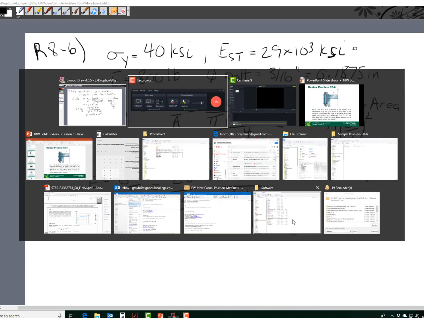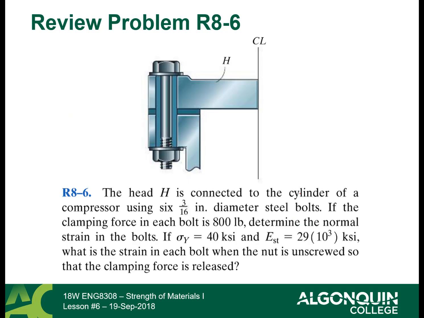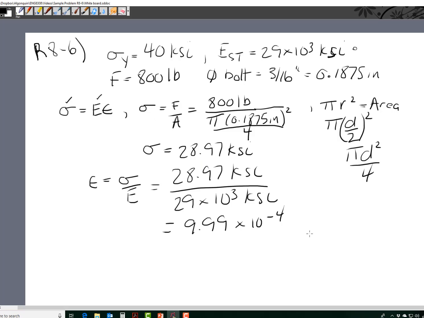One of the questions we were asked, if we go back here, if the clamping force is 800 pounds, determine the normal strain on the bolt. So we've answered that question. If sigma yield is equal to 40 ksi and the Young's modulus of steel is equal to 29 times 10 to the third ksi, what is the strain on each bolt when the nut is unscrewed? So is there any strain that becomes permanent? So if you think about it, sigma yield is 40 ksi, our sigma applied is 29 ksi, right? So sigma applied is less than sigma yield.